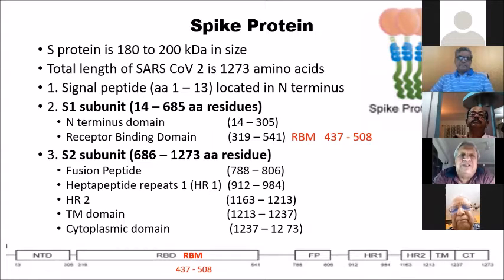So it is not the whole spike protein that binds, but it is the receptor binding domain which binds to the ACE2 receptor. And even in the receptor binding domain, there is a receptor binding motif which varies from 437 to 508 amino acids. It is the receptor binding motif which actually binds to the ACE2 receptor.